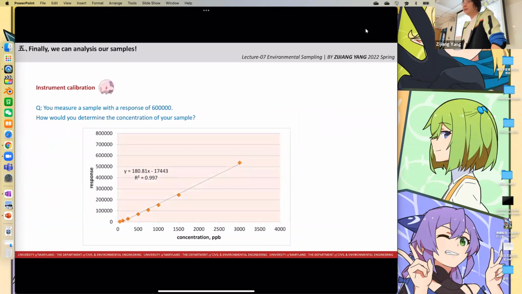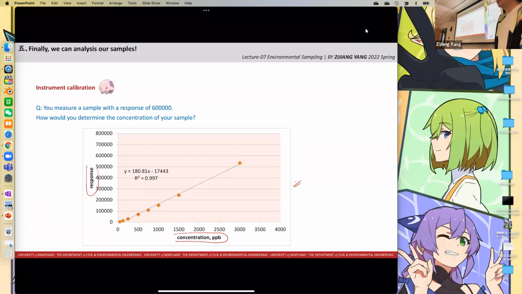Then after having the instruments, we are going to use the calibration curve to calculate the amount of chemicals or the concentrations that we are interested in. We have talked a little about the calibration curve in the statistics lectures. Here is the calibration curve. In this case, the x-axis is the concentration and the y-axis is the response or the signal. And again, they are interchangeable. But here we have a question.